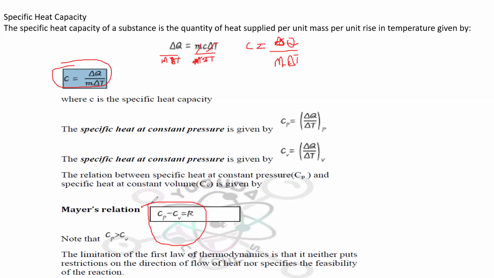So we should all know this. It is very, very important. So I think in this slide, we talk about the specific capacity, where we said that specific capacity is the amount of heat that is required to raise the temperature of 1 gram of a substance by 1 degree centigrade. And the limitation of this first law of thermodynamics is that it doesn't actually talk about the direction of flow of heat, and neither does it talk about the feasibility of the reaction.